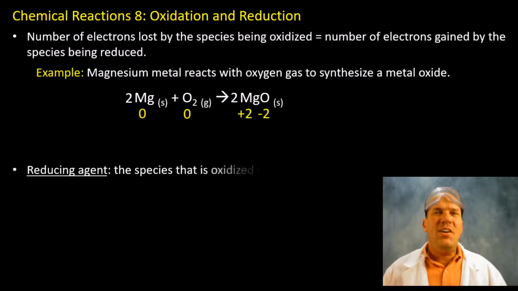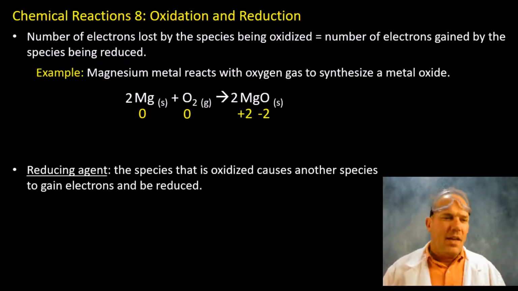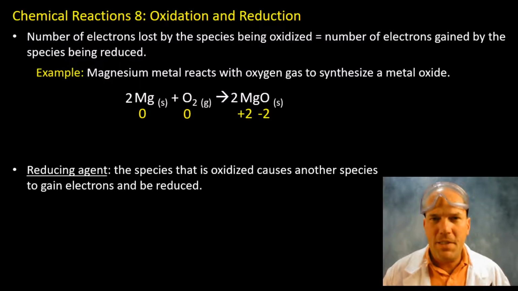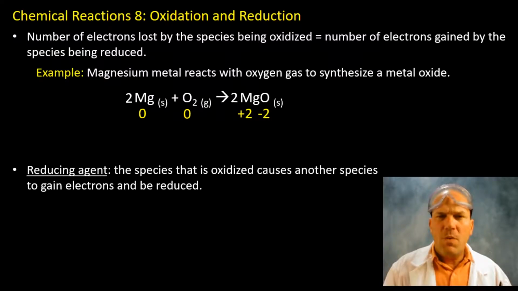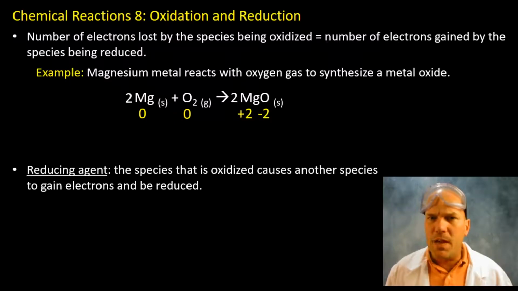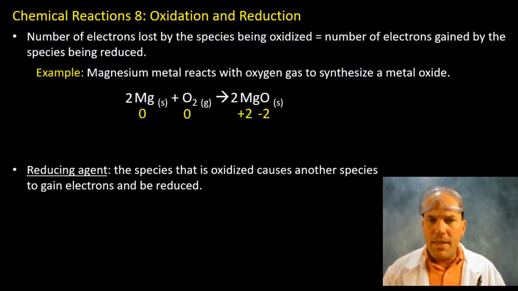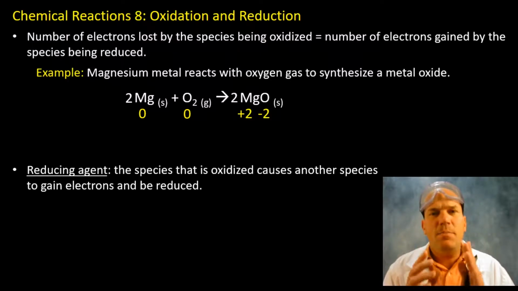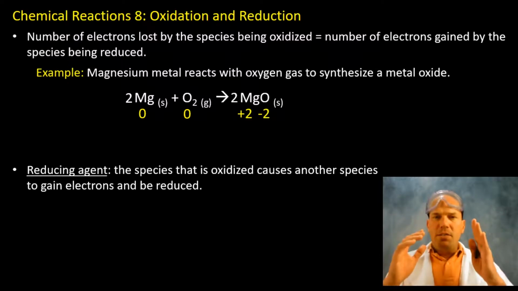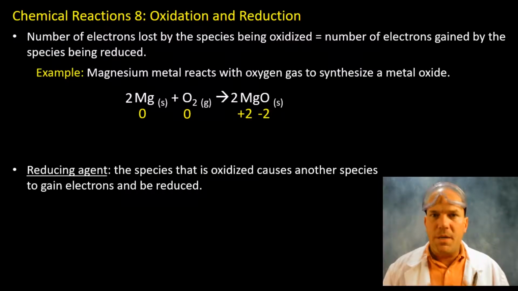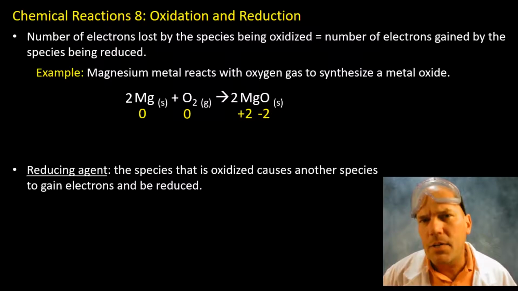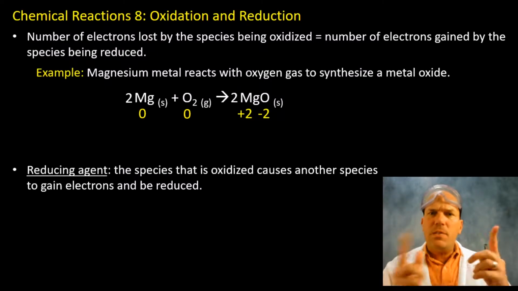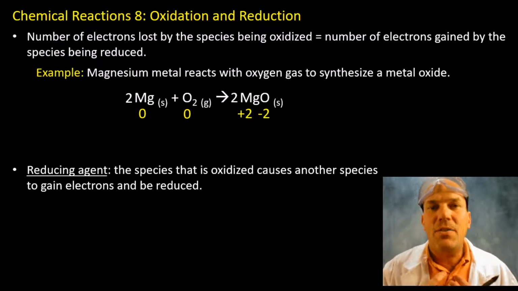Next, let's talk about reducing agents and oxidizing agents. Now, this can confuse students. Let's look at this. A reducing agent is the species that is being oxidized. Well, it's causing another species to gain electrons and thereby be reduced. Again, the species that is being oxidized, so its oxidation number is increasing or becoming more positive. What's it doing? It's giving away electrons. If it's giving away electrons, another species is gaining electrons.